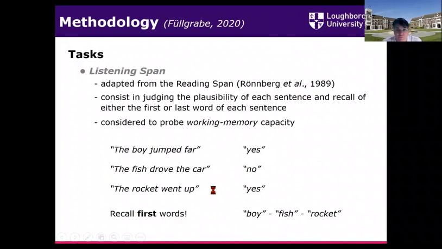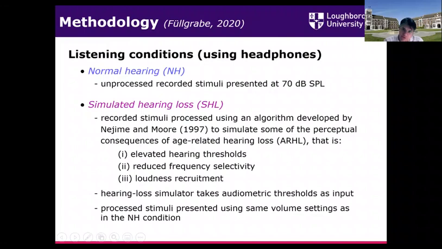Now, as I said early on, our participants were allocated to one of two conditions. Those in the normal hearing condition listened to recordings of those stimuli that were unprocessed and presented over headphones at a comfortable level of 70 dB SPL. In the simulated hearing loss condition, the listeners listened to the recorded stimuli after processing them through an algorithm to simulate some of the perceptual consequences of age-related hearing loss. And these consequences included, for example, an elevation of hearing threshold, so everything becomes quieter, but also reduced frequency selectivity and loudness recruitment. And these two actually distort the signal. So we have a reduction in the loudness, if you want, but also distortion of the stimuli.